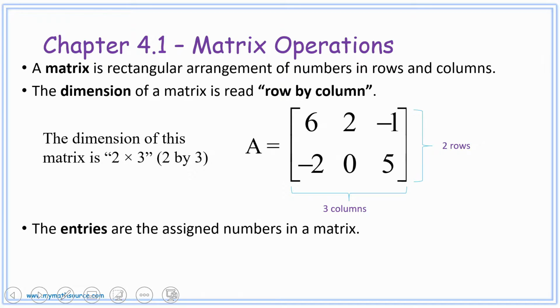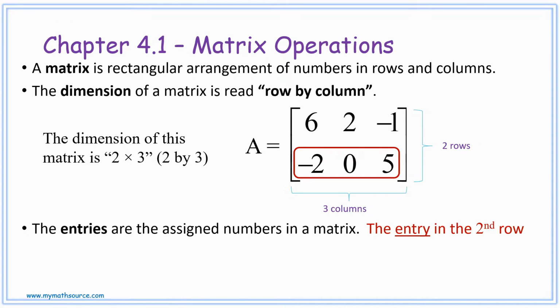Now, we also have something called the entries. Now, these are the assigned numbers in the matrix, and they can be identified by the row and column. You can even picture a traditional setting of a school where you have the desks in rows and columns. We can find where a student is located by which row they're in and which column they are in. Well, that's exactly what an entry is. And so what we do is we look at the row, right? So if the entry is in the second row and it's also in the third column, then where they intersect is 5. 5 is in the second row and in the third column.